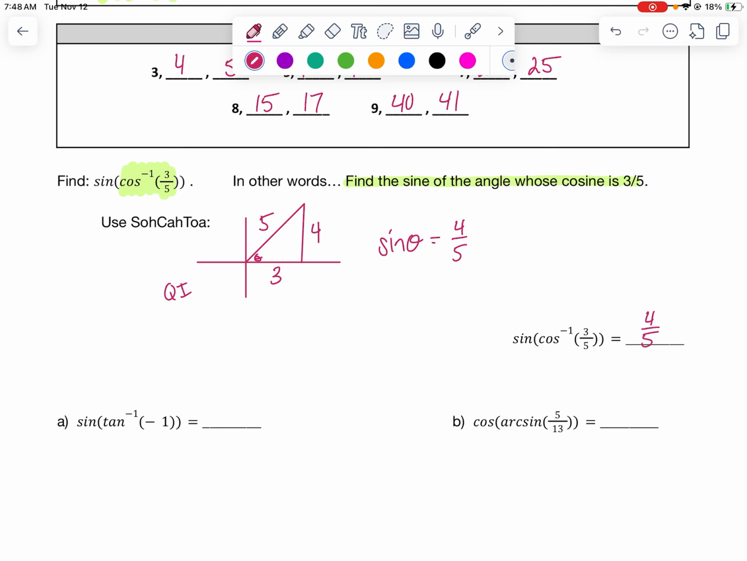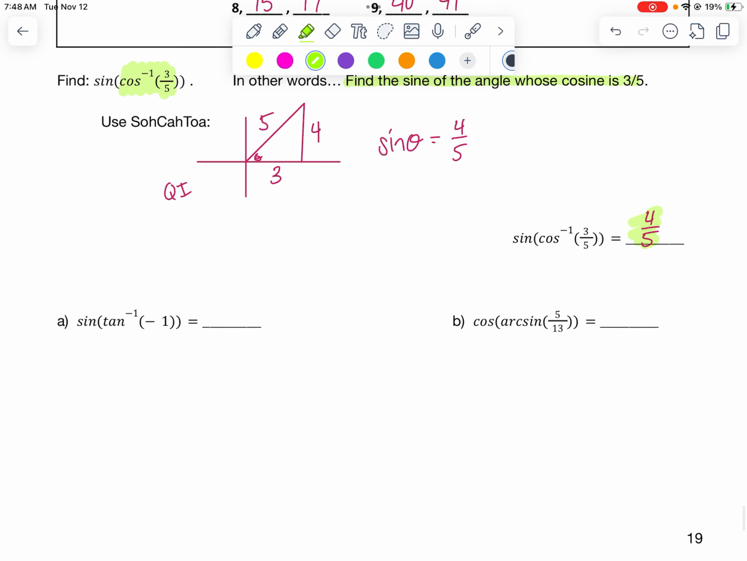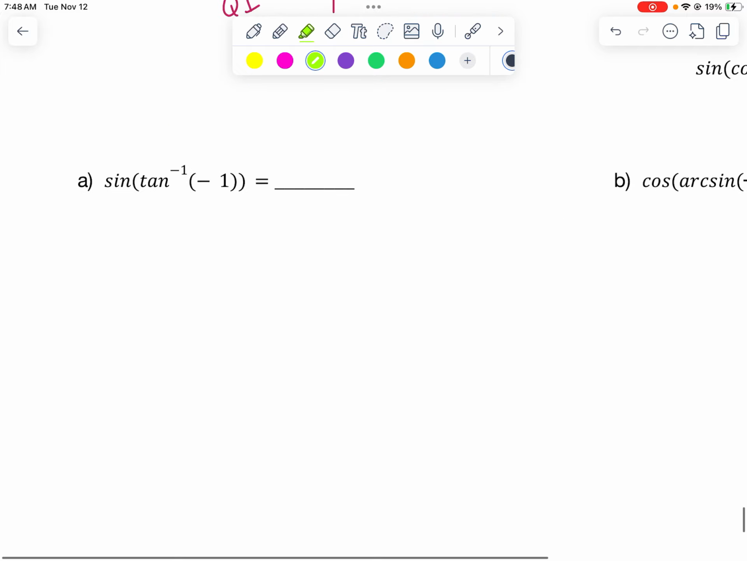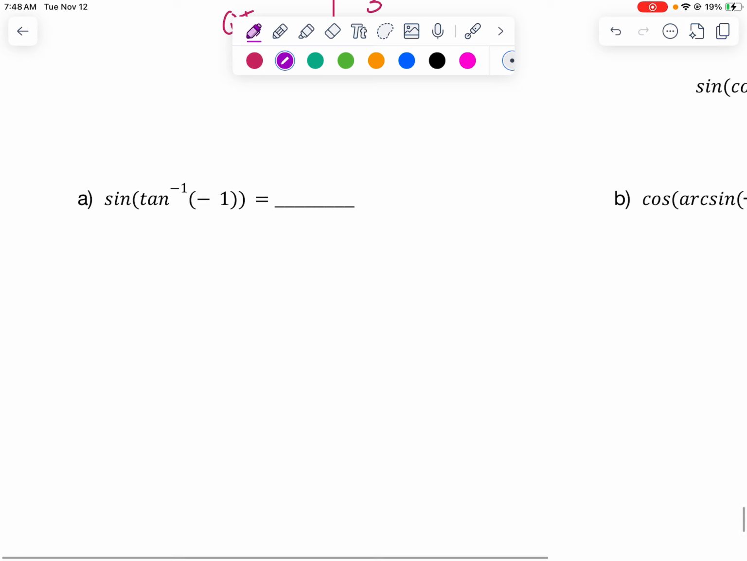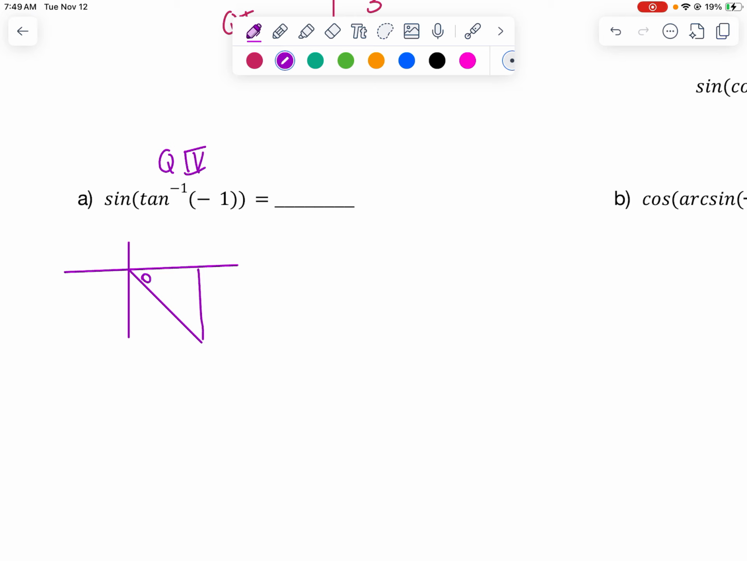And that's it. Okay, so like in example A, right, it says sine of the tangent inverse of -1. Right, tangent is only in quadrant 1 and 4. Since it's negative, we're going to be in quadrant 4. So if I draw my triangle, I'm going to be in quadrant 4. There's my theta. Tangent is -1. So opposite is -1, adjacent is 1.